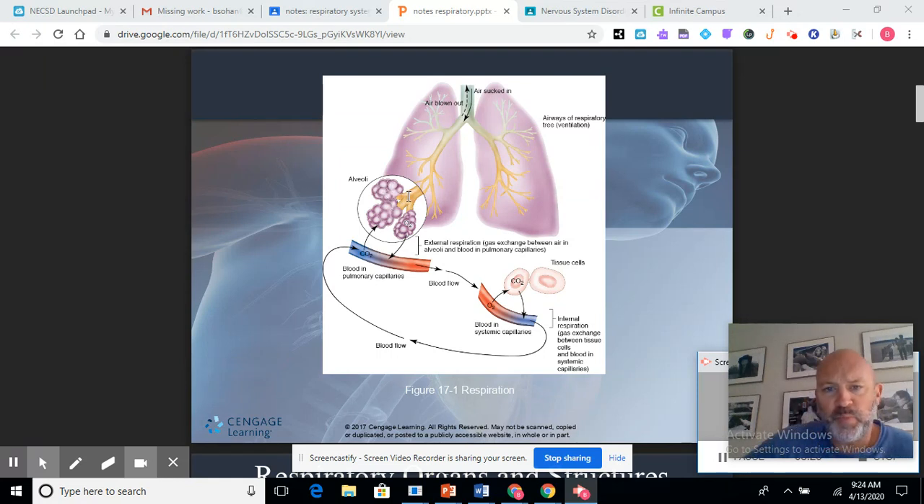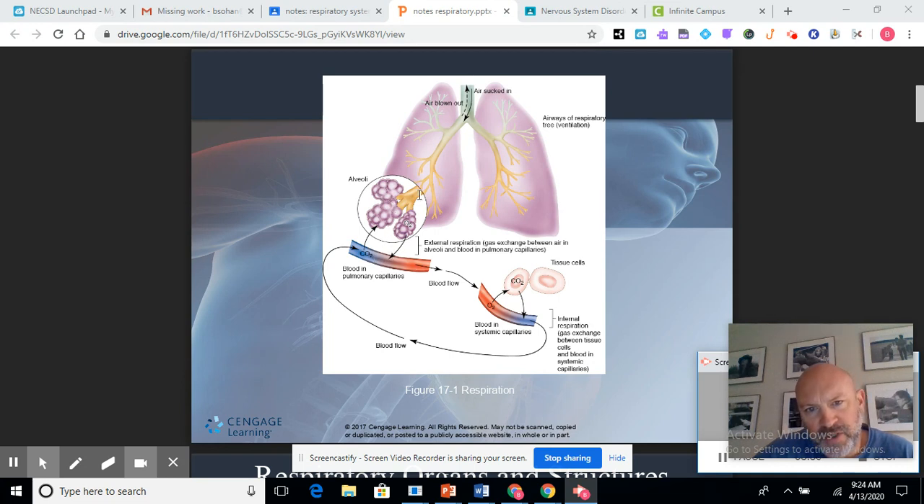At the dead end, we find these grape-like structures called the alveoli, and this is the site of gas exchange. So these are the units of structure and function for the respiratory system, these little air sacs. And there's a lot of blood surrounding these air sacs, because remember, we send the blood to the lungs to pick up oxygen. So it's in the alveoli that we see gases being exchanged between the blood and the lungs.